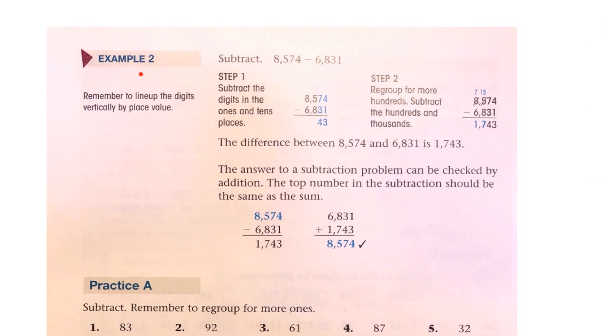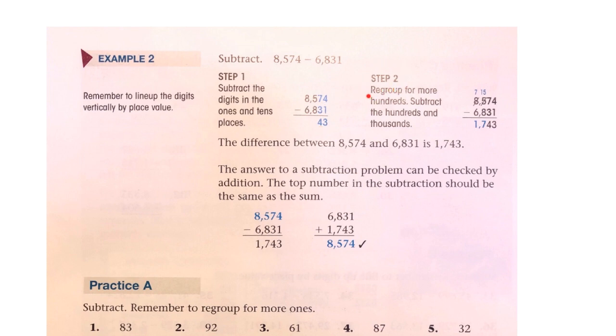Example 2. Subtract 8,574 minus 6,831. Remember to line up the digits vertically by place value. Step 1. Subtract the digits in the ones and tens place. 4 minus 1 is 3. 7 minus 3 is 4.